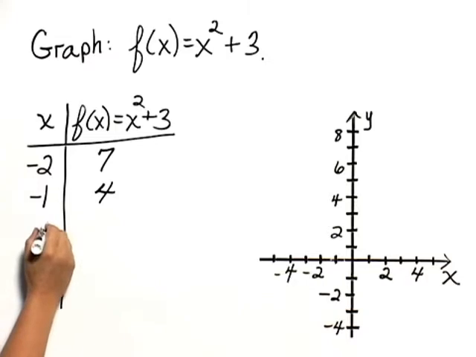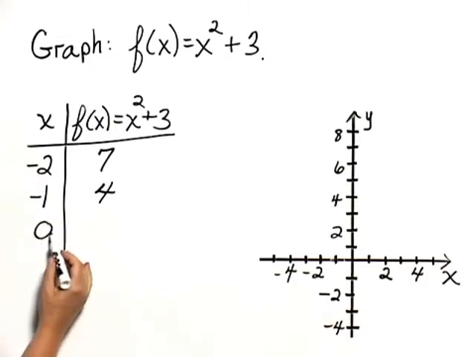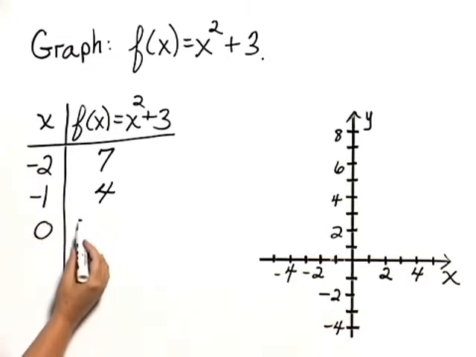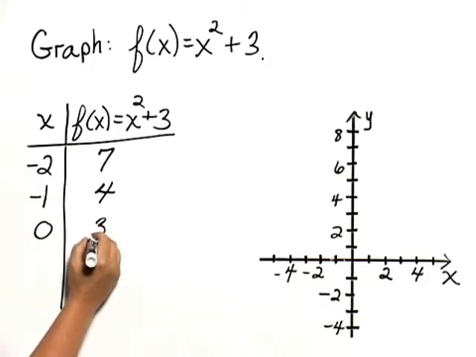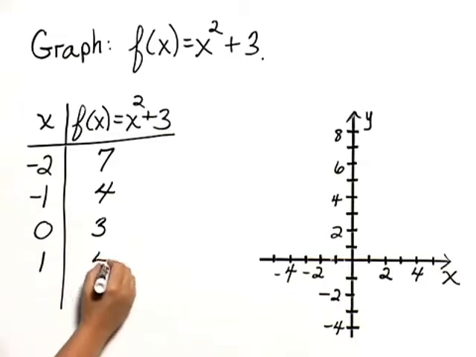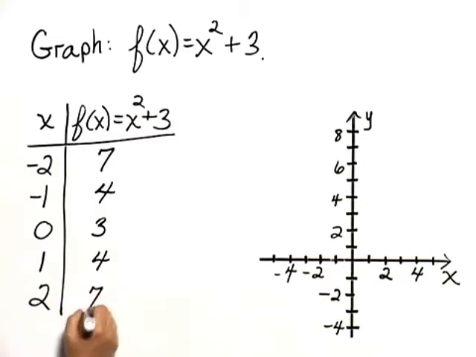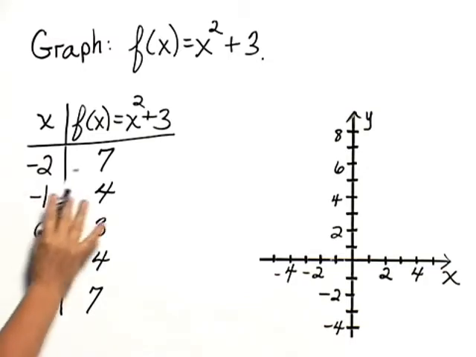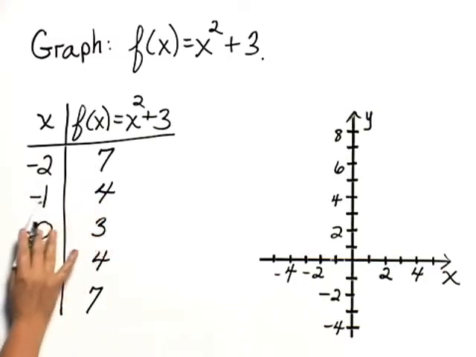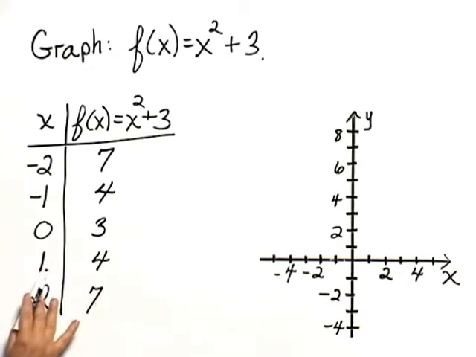Let's try x is 0. Then we have f of 0, which is 0 squared plus 3, or 3. We'll try x is 1. F of 1 would be 1 squared plus 3, or 4. And one more. If x is 2, f of 2 would be 2 squared plus 3, which would be 7. So we actually have ordered pairs: (-2, 7), (-1, 4), (0, 3), (1, 4), and (2, 7).